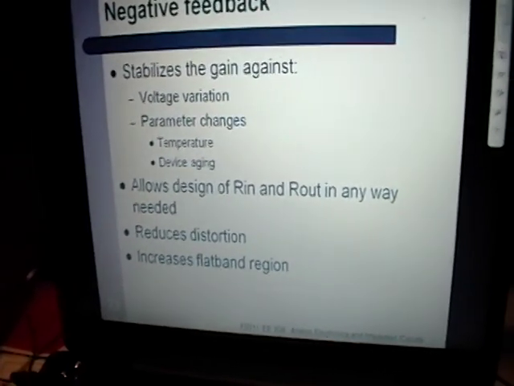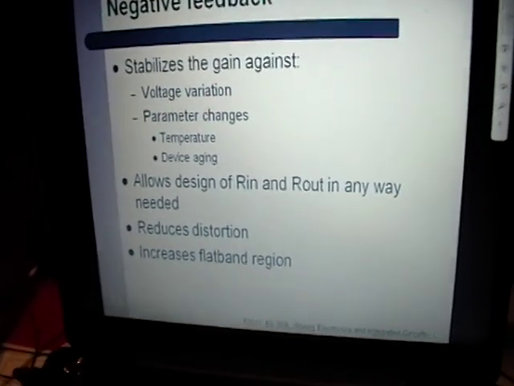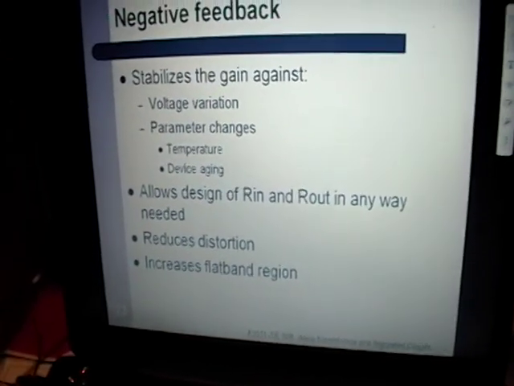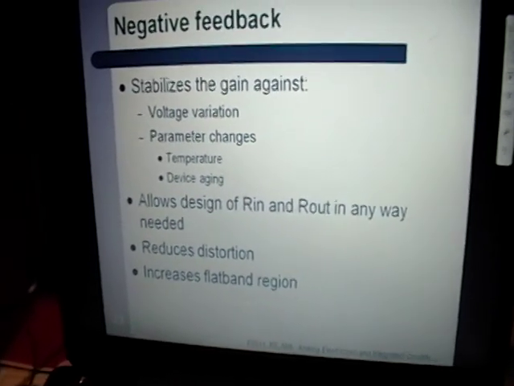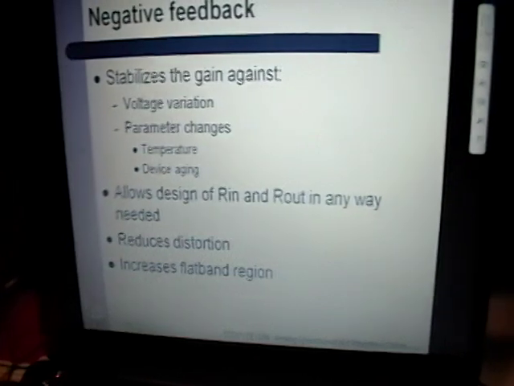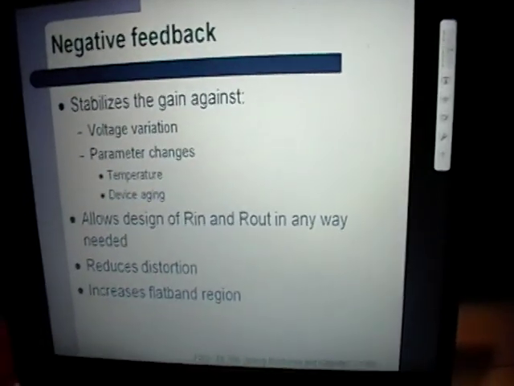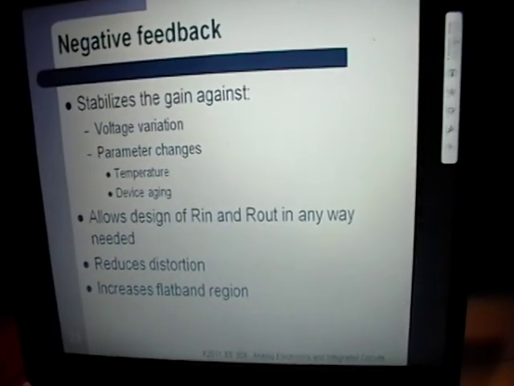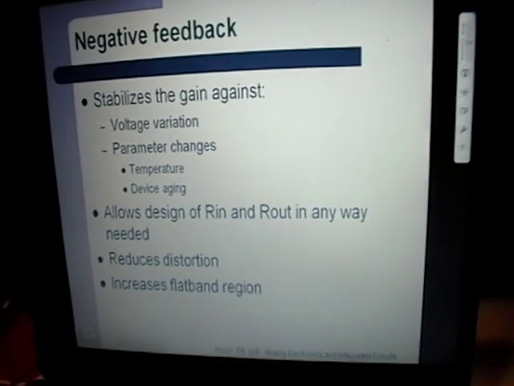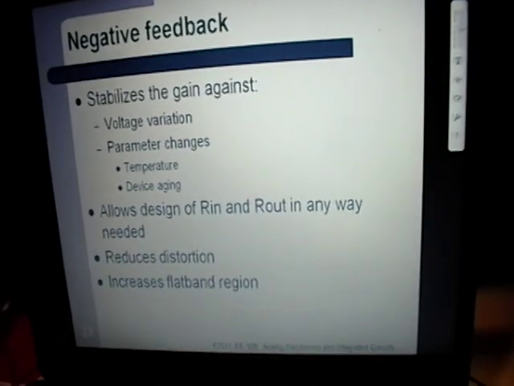And so when you use feedback, you naturally get a new R in of R in over 1 plus T. Same thing with R out. If you have a voltage output circuit, you like a low R out. What happens when you put feedback onto your circuit is you get an R out over 1 plus T.